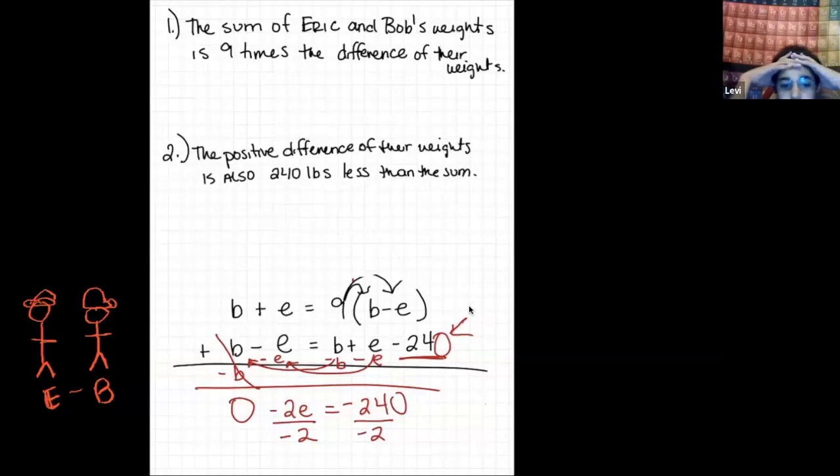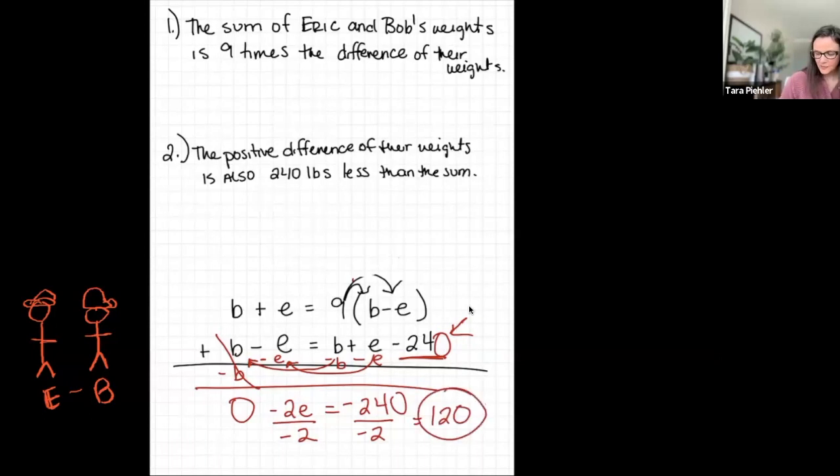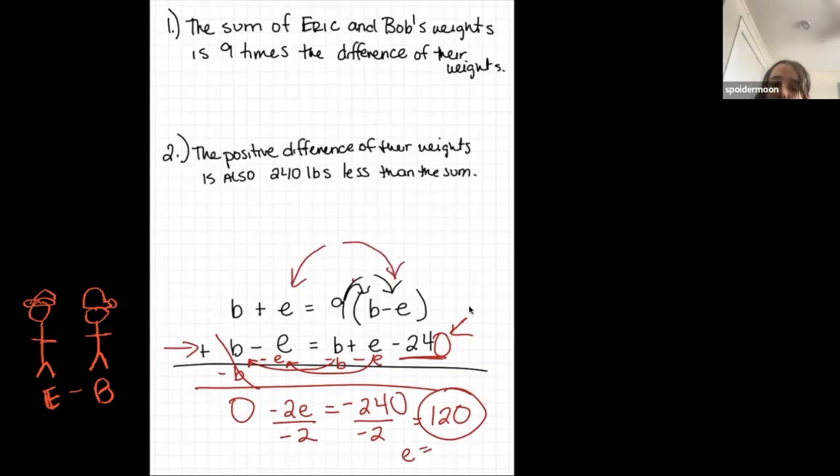So that'll make it 120. Yeah. So we know what E is now. So just from that one equation, we could solve E. So now we know E. So let's plug E into here. You distribute the 9 into the B minus 120. So now we have, instead of E's, now we have 120s.